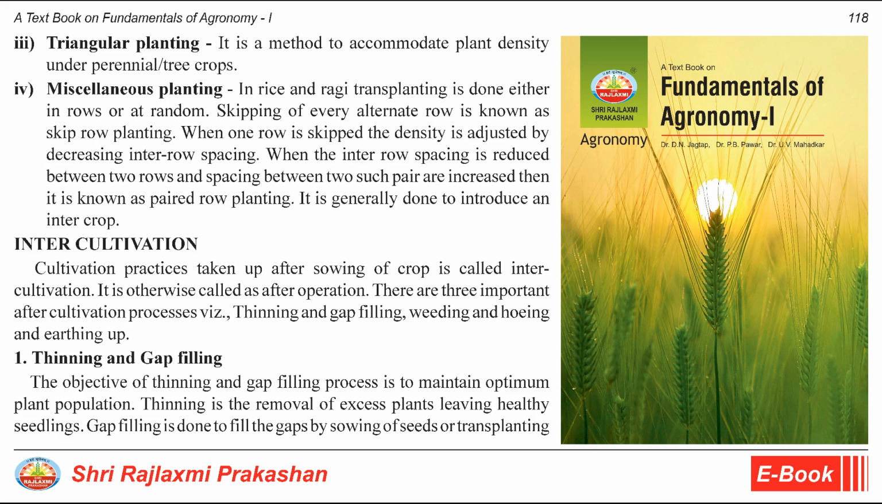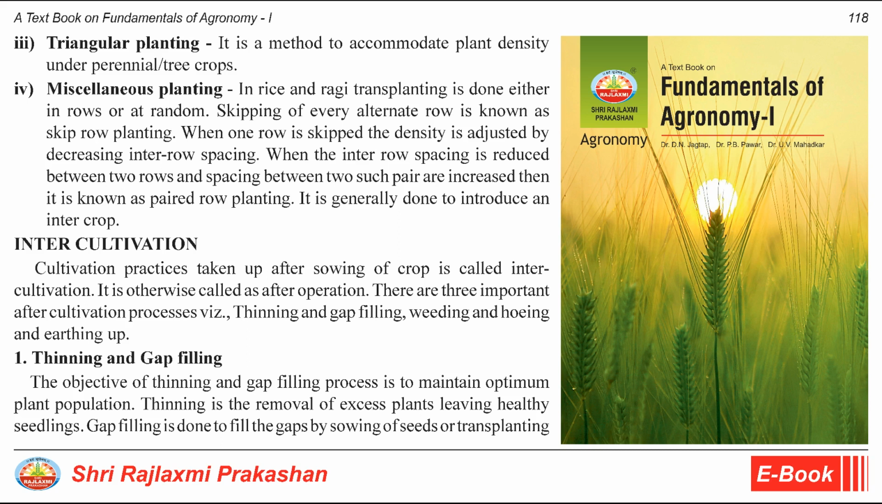Number 4. Miscellaneous planting. In rice and ragi, transplanting is done either in rows or at random. Skipping of every alternate row is known as skip row planting. When one row is skipped, the density is adjusted by decreasing inter-row spacing. When the inter-row spacing is reduced between two rows and spacing between two such pairs is increased, then it is known as paired row planting. It is generally done to introduce an intercrop.